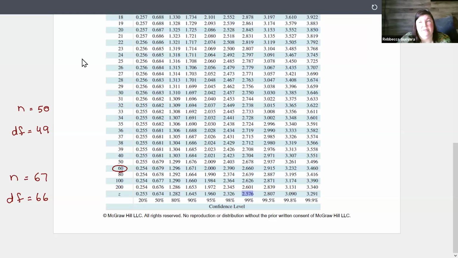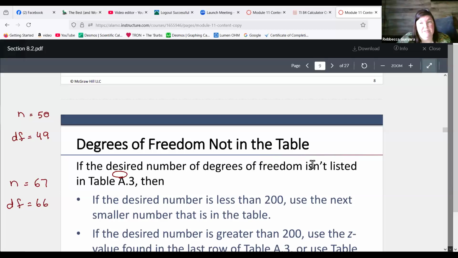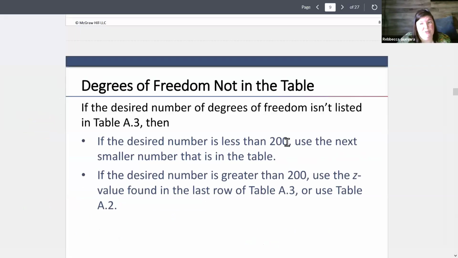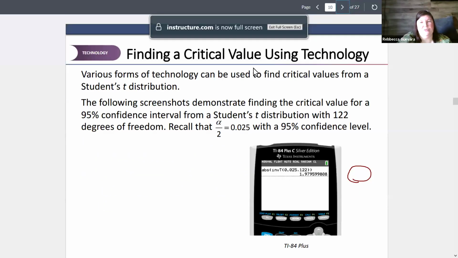So what we'd end up doing is that if the desired number is less than 200, we use the next smallest number on the table. So we use what's next to it. If the desired number is greater than 200, use the z value found on the last row of the table. So we're going to just leave everything at basically a z-score. So anything greater than 100, we're just going to use z's. So that's if you're using the table. But we do have a calculator that will do this for us.